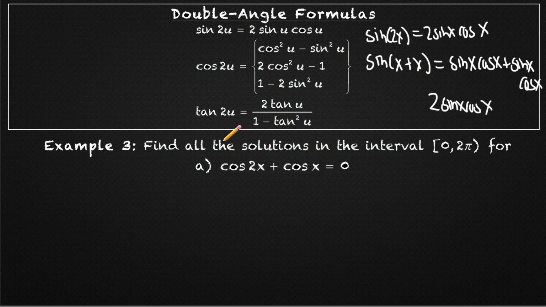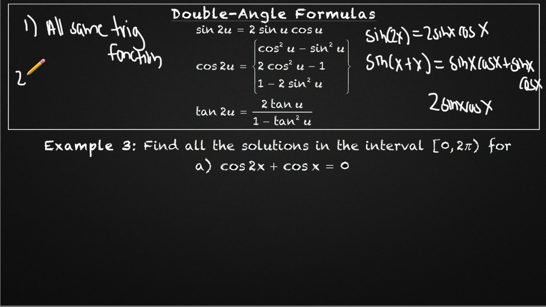Now, we want to find all the solutions in the interval for cosine of 2x plus cosine x equals 0. So the idea here is that you would like to hopefully get the same trig function, if possible. It's not always possible. And then you also definitely need to get the angles to be the same. So in other words, you can't have 2x here and x there. All right, and that's where these double angle formulas come into play.